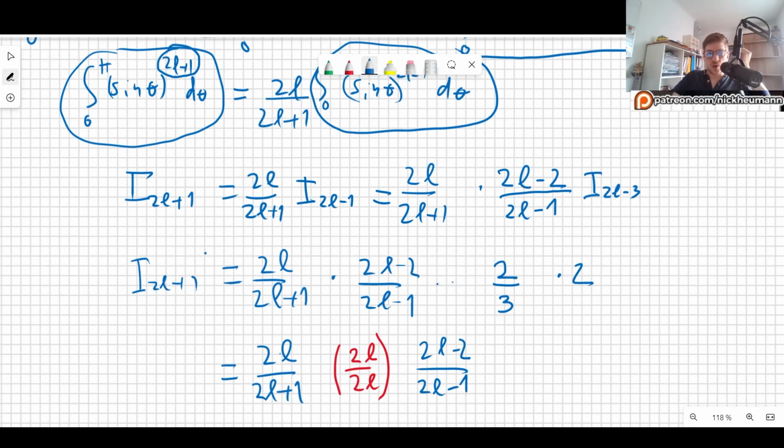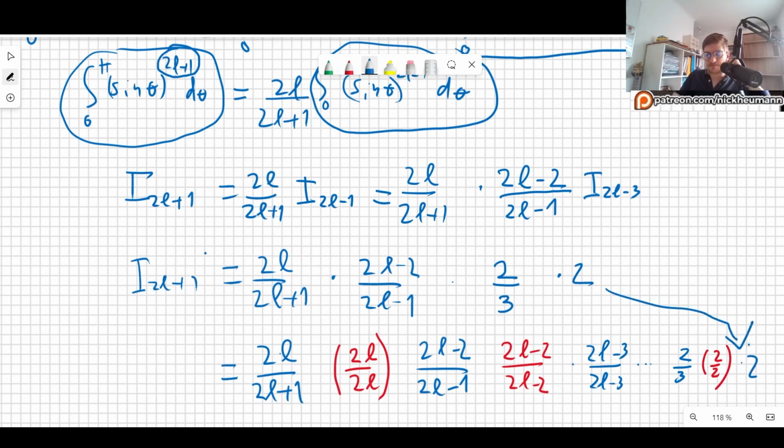And then I don't have 2L minus 2, so let's produce it. 2L minus 2 over 2L minus 2. And then I would have the term that I already have, which is 2L minus 3 over 2L minus 3, and so on and so forth, until eventually I go all the way to 2 over 3, and I would have to produce here 2 over 2, right? And times this last 2 that comes from there.